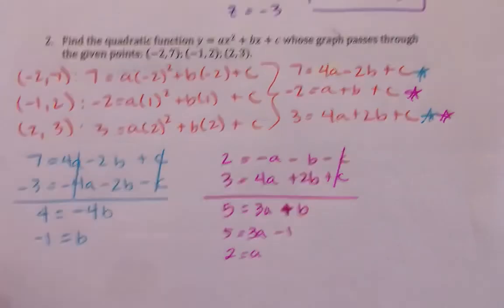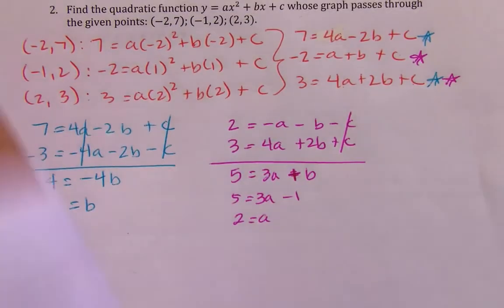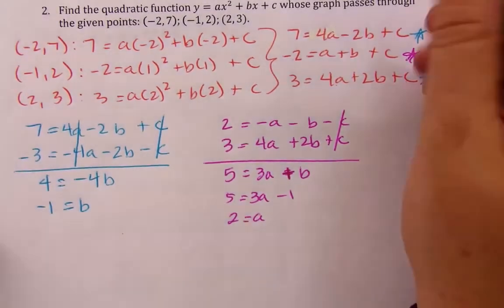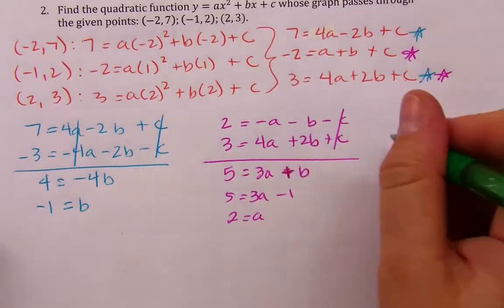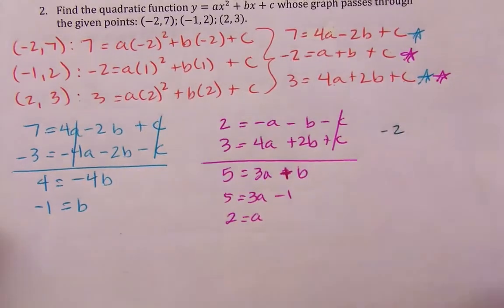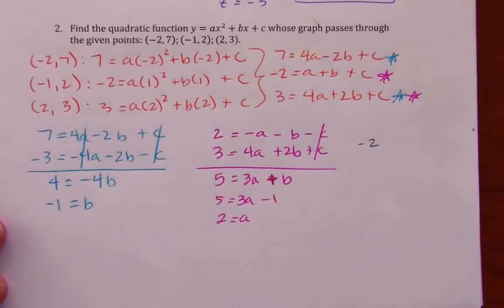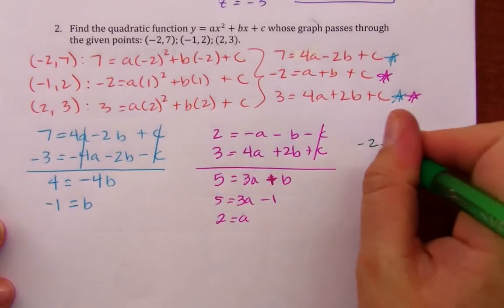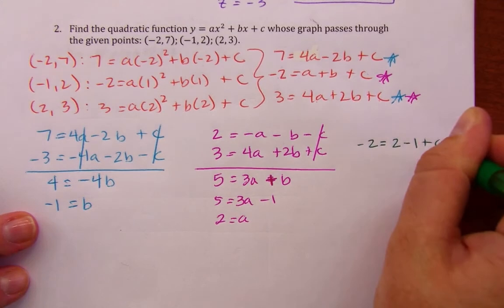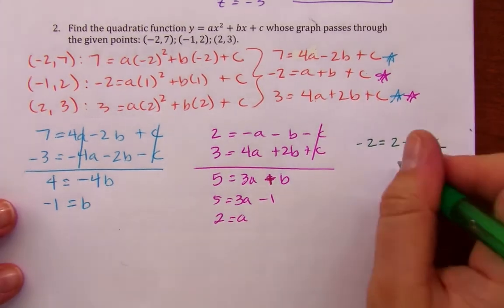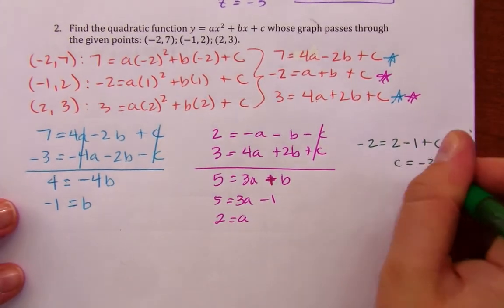And now that I have my a and my b value, it'll be really easy for me to solve for c. So I'm going to use this middle equation here to solve for c. I have -2 equals 2 minus 1 plus c, and that'll give me c is equal to -3.